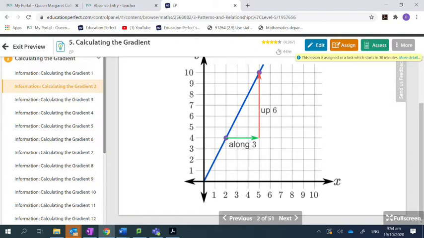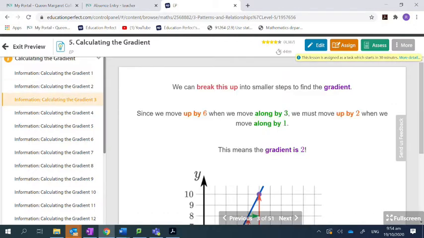You always do it as rise over what? Run. Not run over rise, okay? Rise over run. If this is run over rise, then they just expect you to know where to put the right numbers. That is not a good idea. But you could, because then you'd have to put that at the bottom and that at the top. Doesn't make any sense.